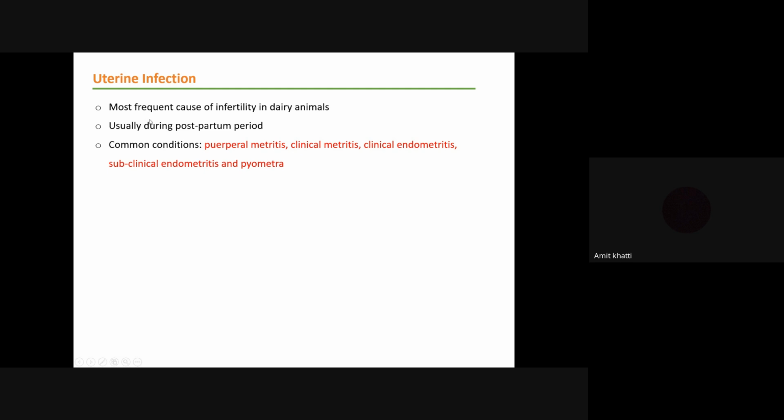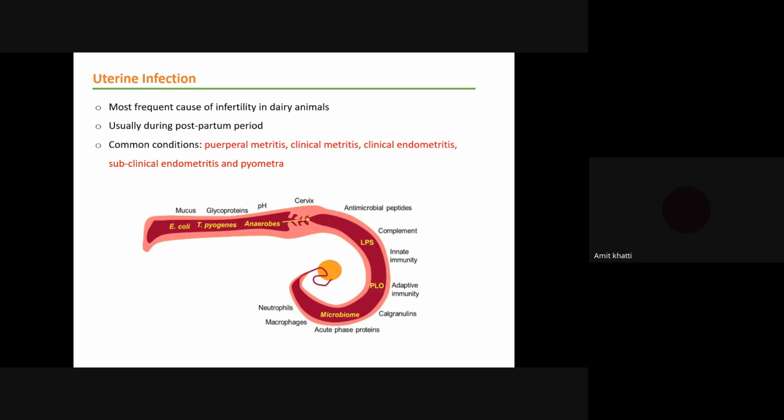Now we will start our particular topic of the uterine infection. We have completed the introductory part. So uterine infection is basically the most frequently occurring infertility issue in dairy animals, and generally it is observed in the postpartum period. If we wish to classify the different types of uterine infection based on different characteristics, these are the major types: puerperal metritis, clinical endometritis, subclinical endometritis, and pyometra. We are going to discuss each and every uterine infection category in detail.